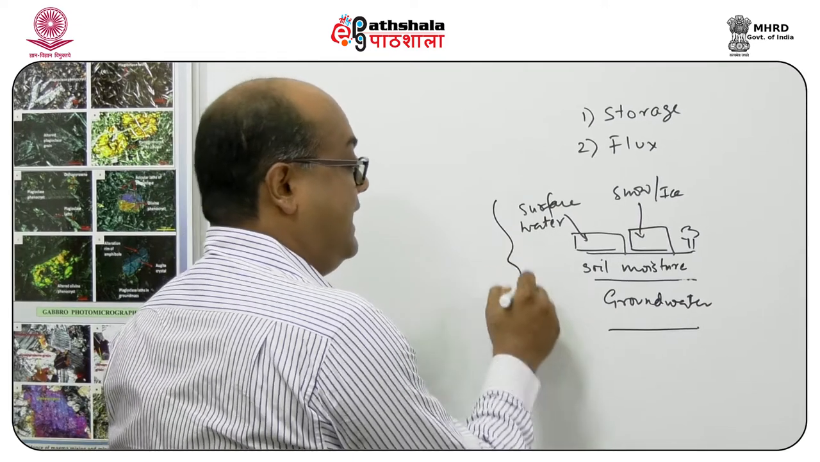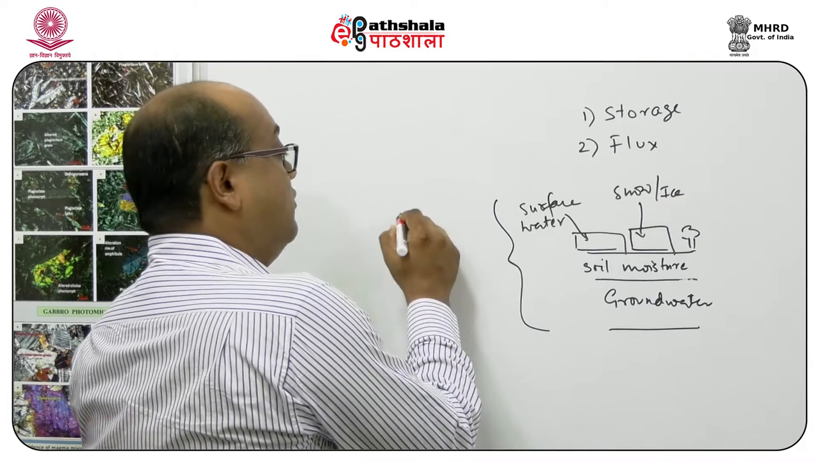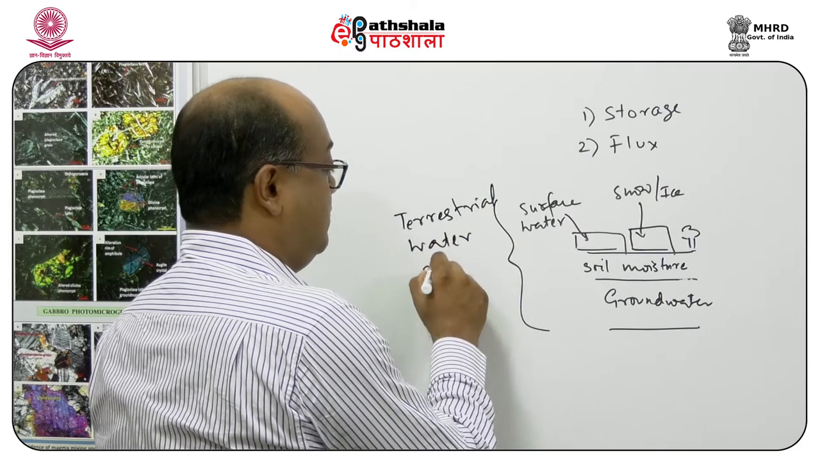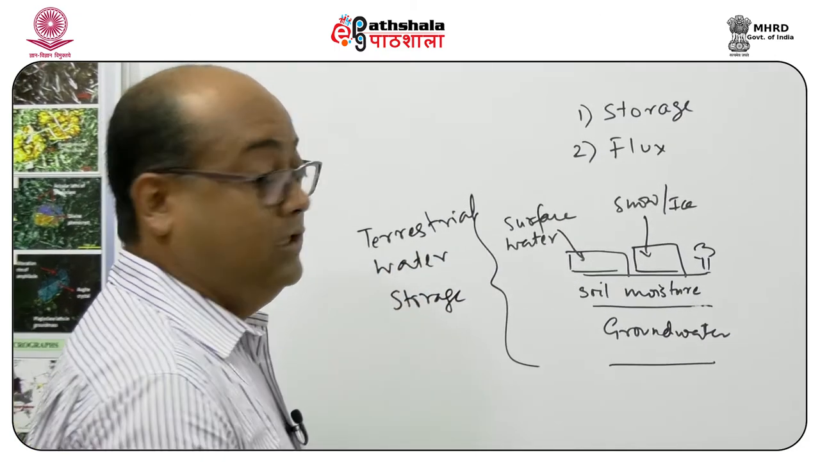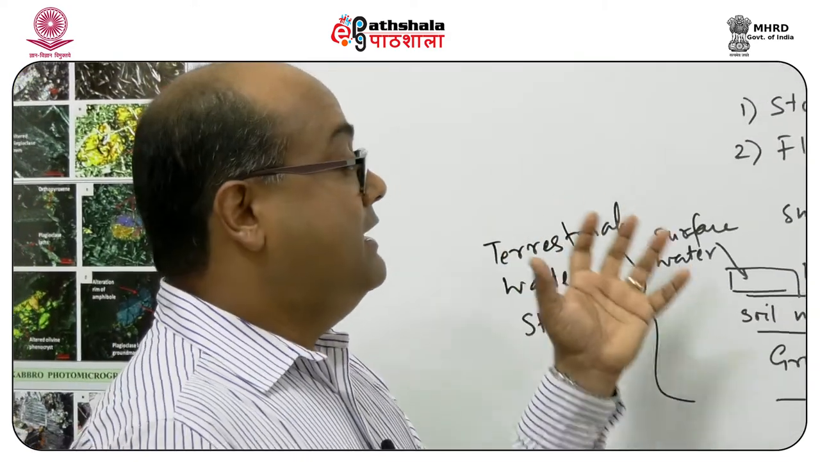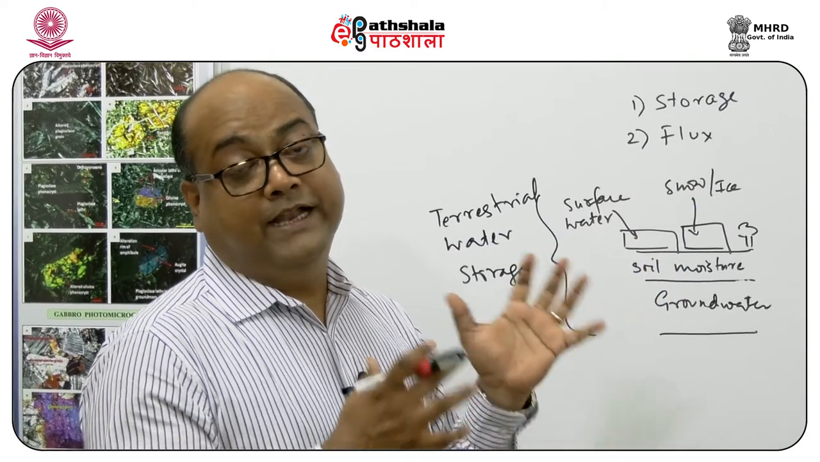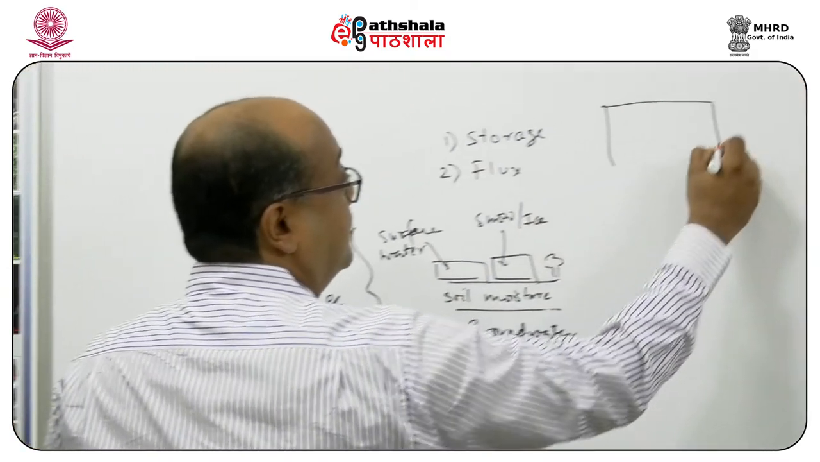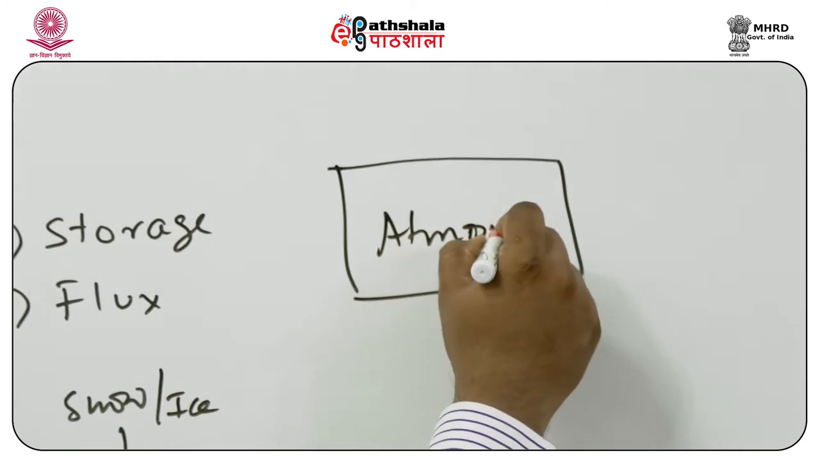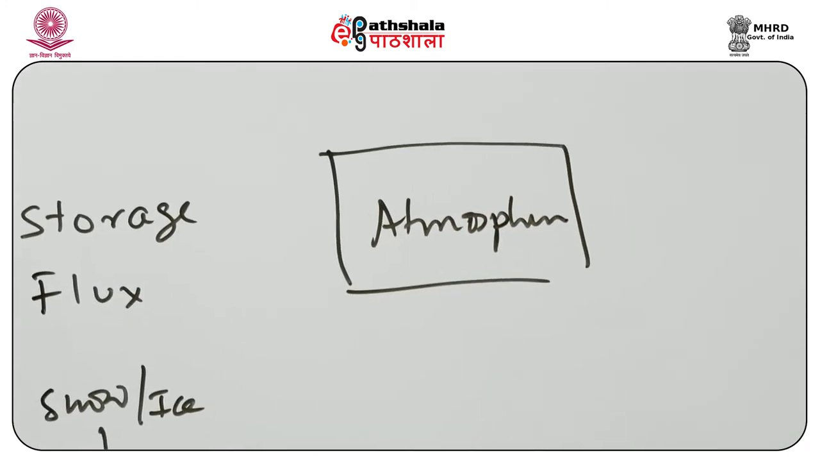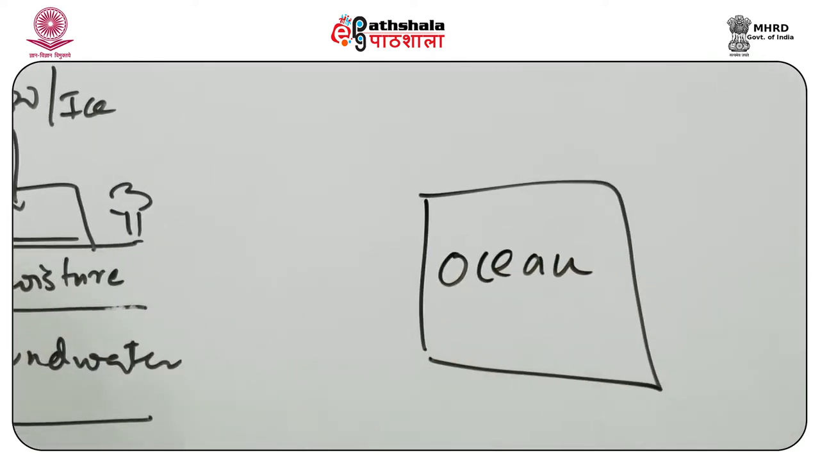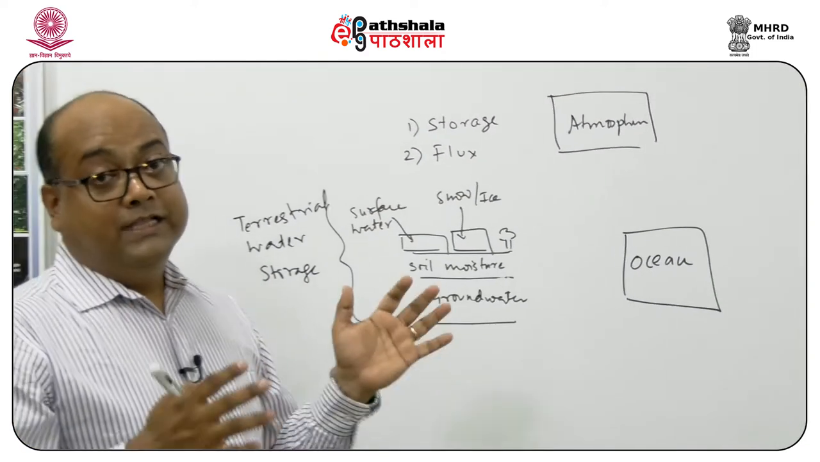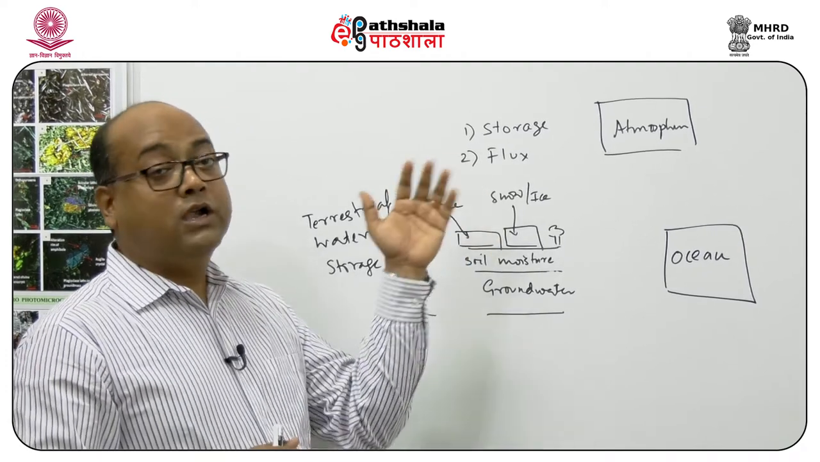So in total, if we integrate this quantity, it is known as the terrestrial water storage. Terrestrial water storage is the sum total, or the integration, of the different storages in the Earth system that are holding water. Similarly, if we consider the atmosphere as a box, that also is a component of storage of water. And then we have the ocean also as a component of storage. So these are the major storages we can consider. Again, there are finer classifications. Instead of going into that, let us now try to understand what the fluxes are.